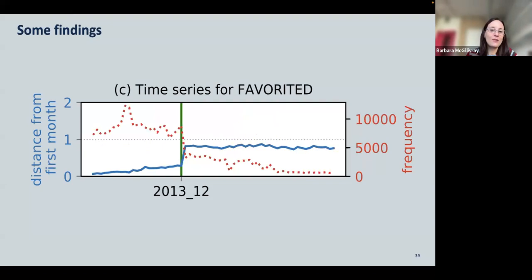And then another one is favorited, which was being used to refer to liking videos on YouTube. So you see the type of changes that we were able to detect were short-lived changes that were related to Twitter jargon. It's not necessarily the lasting changes that linguists tend to think about when talking about semantic change, but nevertheless, changes that affected the Twitter language and that were picked up by algorithms.